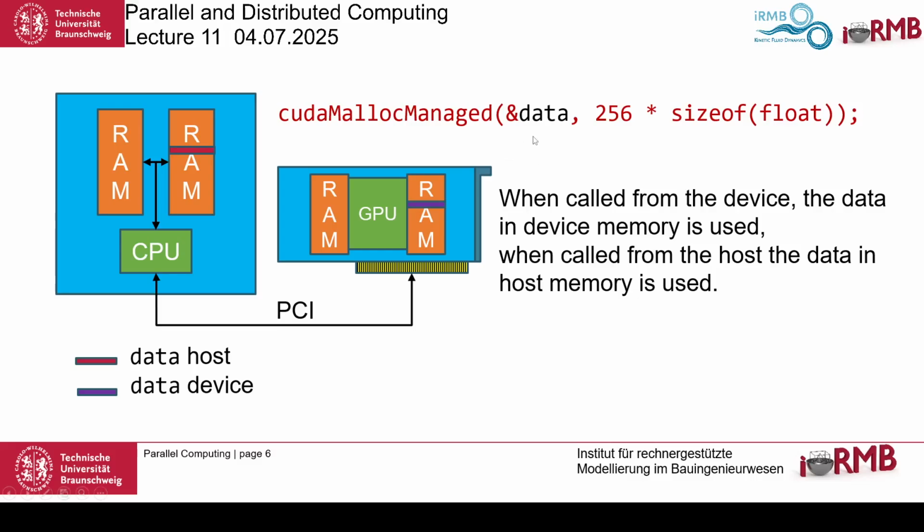So if the function is called from the host, it will assume that your pointer points to the host memory, while when it is called from the device, it will assume that it points to the device memory. Please. You must do that for every pointer? Because else it will be... So what do you mean, you must?